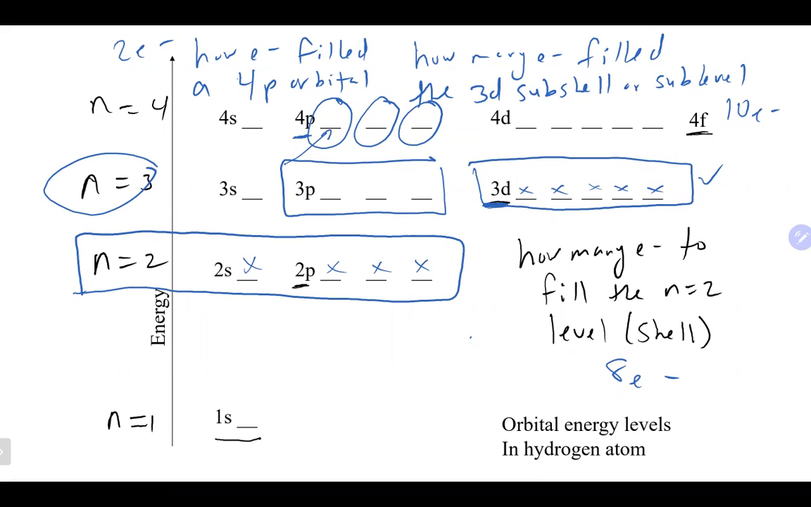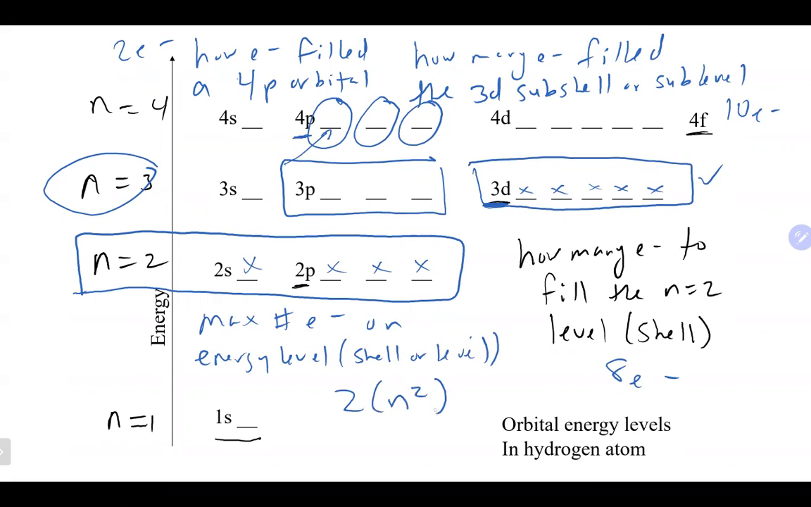Do you want to draw this to figure out how many electrons in an energy level? Probably not. So there is sort of a quick way if that is the question you're being asked. If you want to know the maximum number of electrons on an energy level, a shell or level, you basically do 2 times n squared. n is the principal quantum number there.